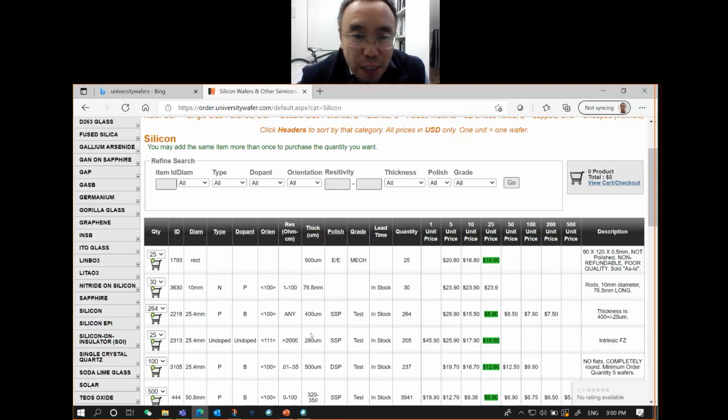Then wafer thickness, and this is the polish. This is what's called single side polish, and this might be called double side polish. That means both sides of the wafer are polished. Okay, thank you.